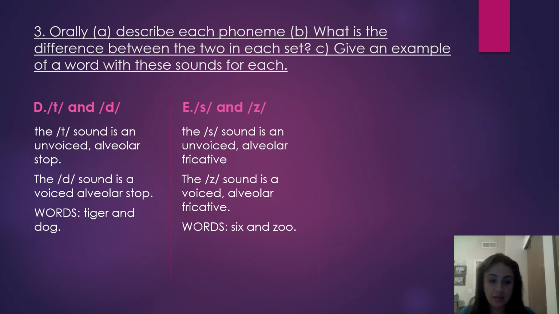The second set is the s sound and z sound. The s sound is an unvoiced alveolar fricative, and the z sound is a voiced alveolar fricative. The words are six and zoo, and the difference is that the z sound is voiced and the s sound is unvoiced.